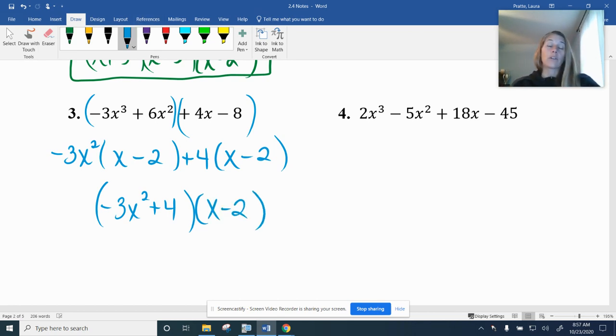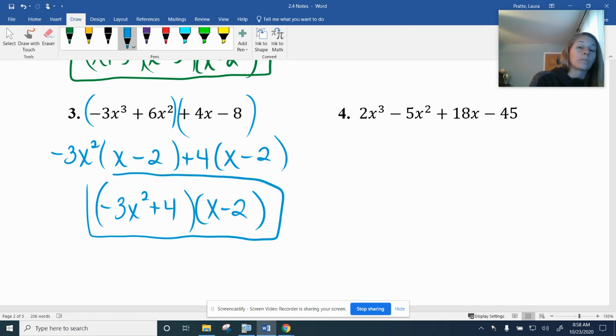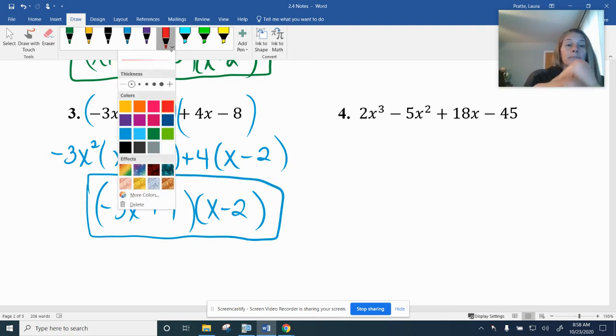Now, the first factor has an x squared, so I want to double check it, make sure I can't factor it anymore. But 3 is not a perfect square. It's a prime number, so I can't do anything with that. There's no GCF. So I'm basically at a dead end with that. Okay, and then the next one here.